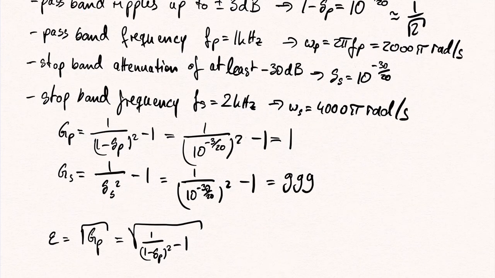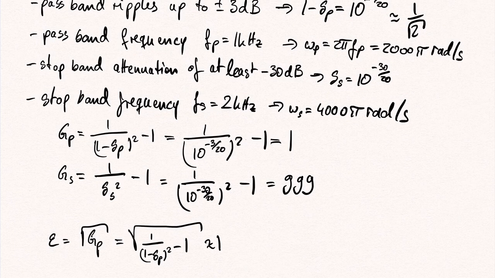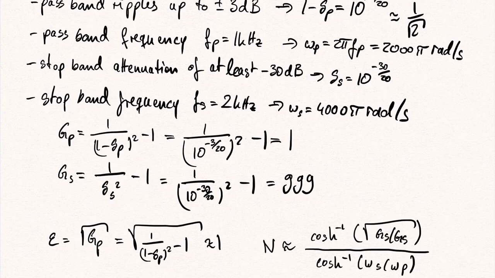Using the value of Gp in the formula for the ripple control factor epsilon gives that epsilon is approximately 1, which is always true for type 1 Chebyshev filters with passband ripples of up to minus 3 dB. Using the approximation formula for n gives the result 3.1502. Keep in mind that this formula is an approximation, so a third-order type 1 Chebyshev filter might actually satisfy our specification, but there is no guarantee. However, when using a fourth-order filter, we can be pretty sure that our specifications are met.